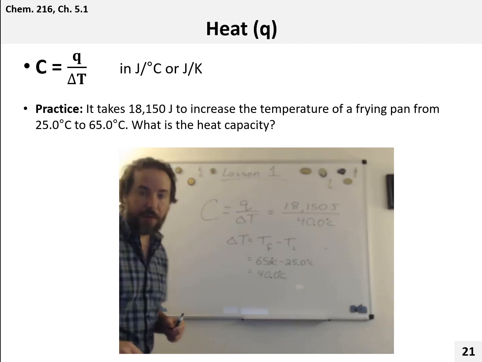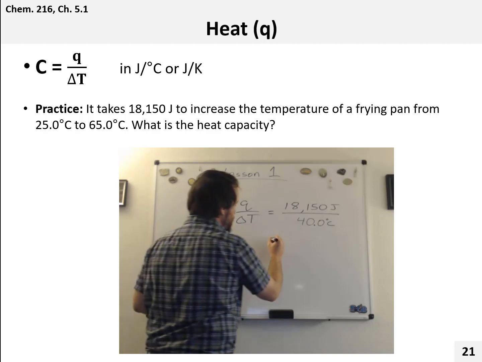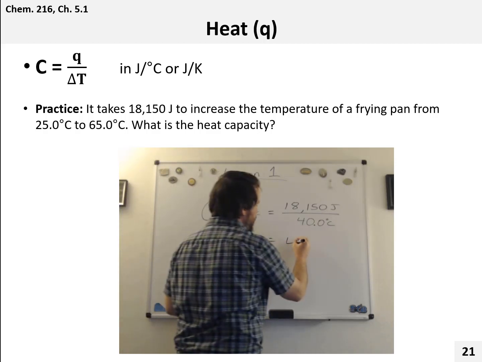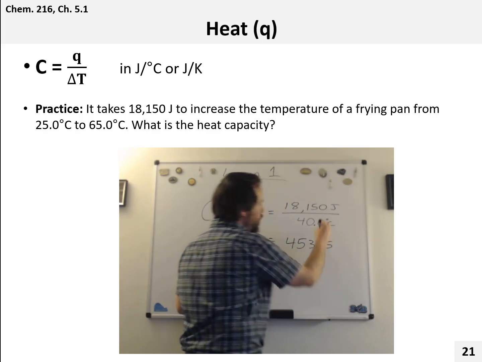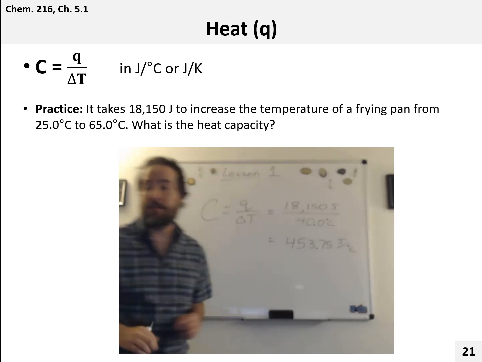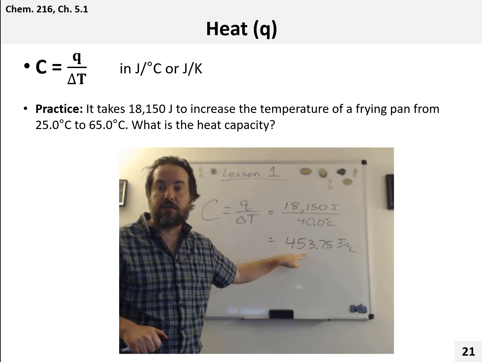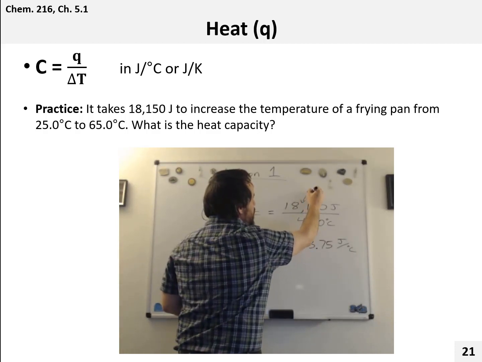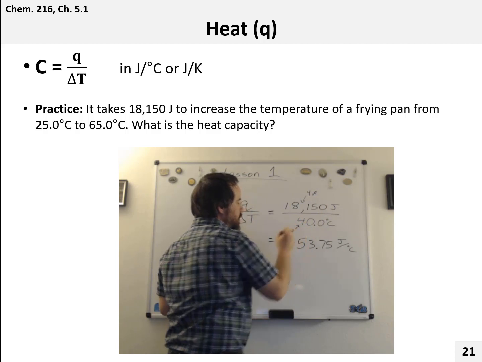I put this into my calculator, and I try to figure out what I get. And when I run it on my calculator, I get 453.75. Notice we have joules over degrees C. All right, so this is what my calculator says. Well, notice this has 4 sig figs. This has 3 sig figs.